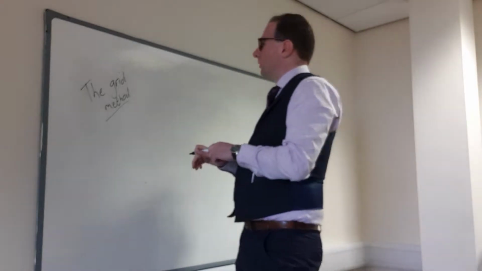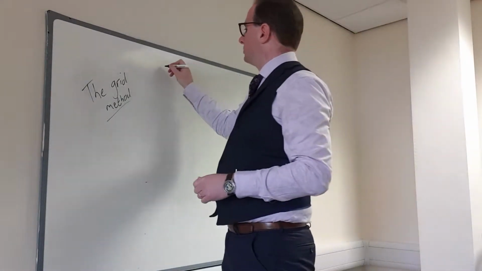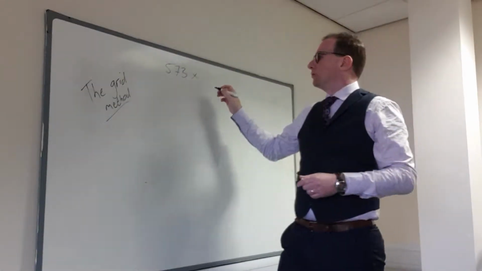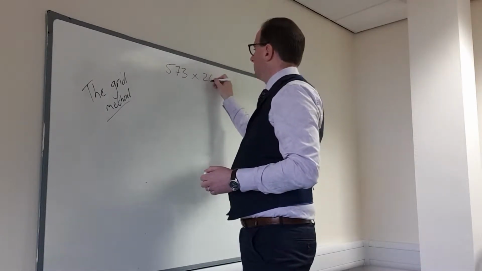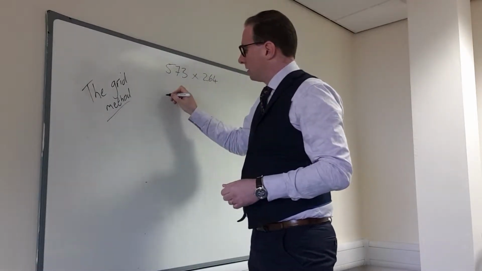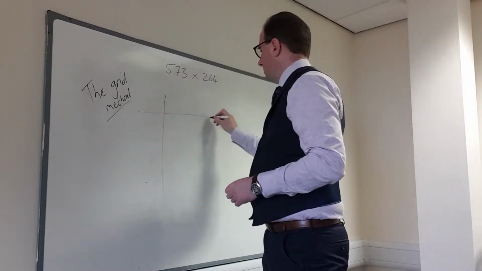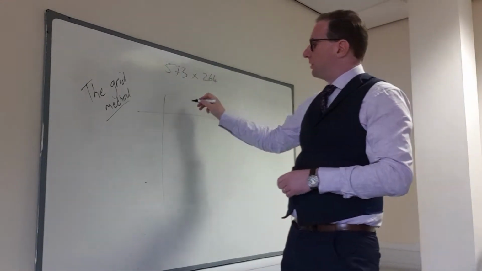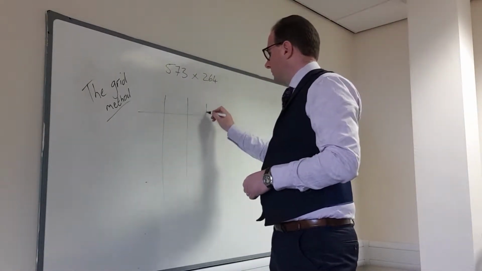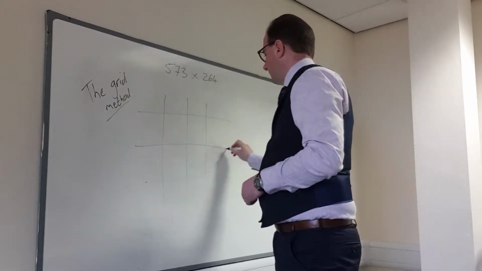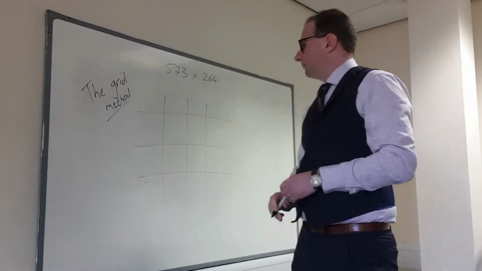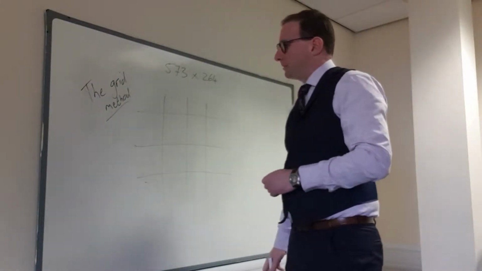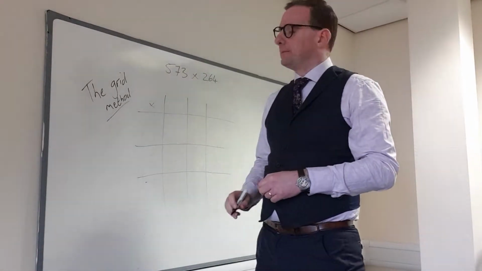So we'll look at 573 and we'll multiply that by 264. So what we need to do is split this into 3, like that, and we need to split the bottom bit into 3 as well. And we need to think about the size of the squares, which I'll demonstrate in a minute. So multiply sign in the corner.